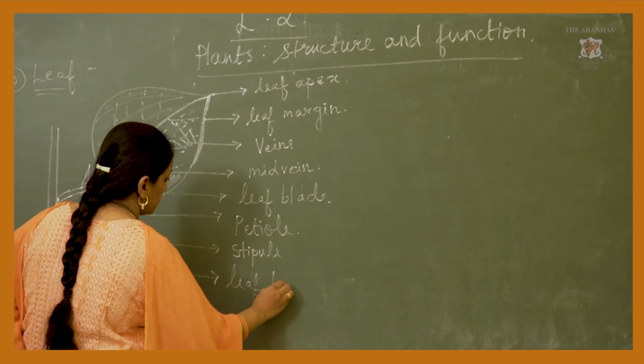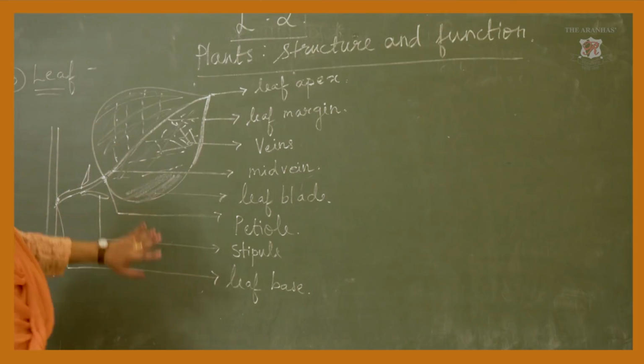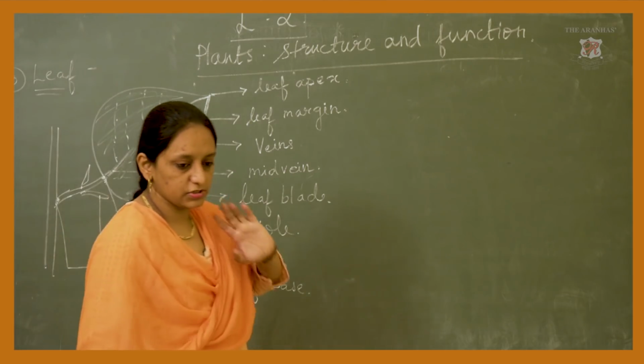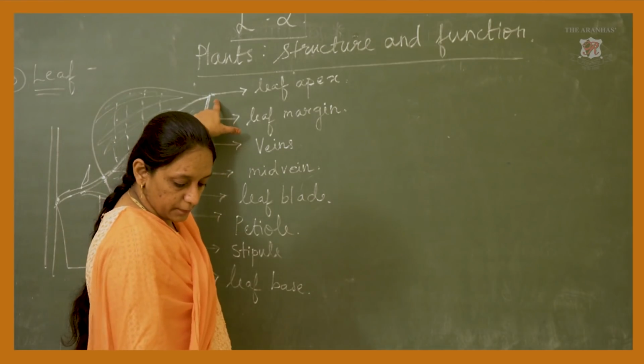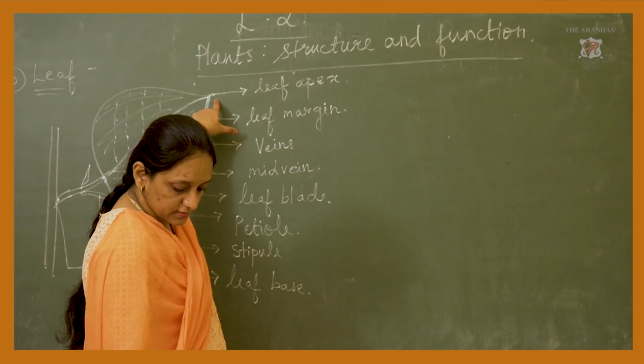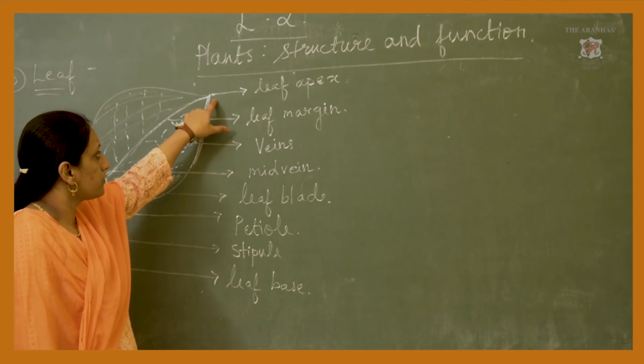This is called as leaf base. So these are all different parts in a leaf. Everyone has to pay attention and learn now only. This part is called as the leaf apex. According to the textbook, it is called as the tip of the leaf. The tip of the leaf is called as the leaf apex.